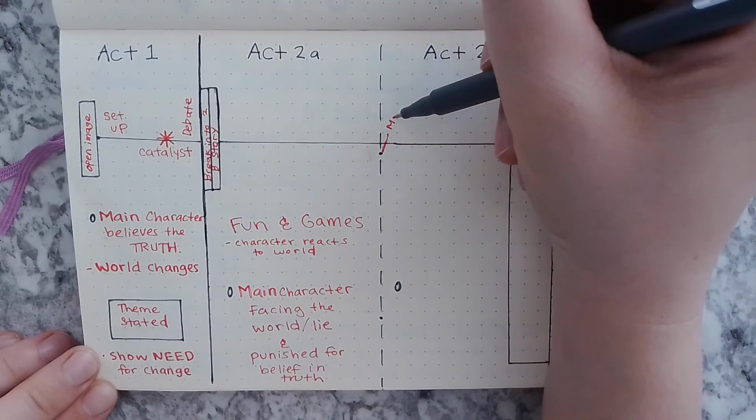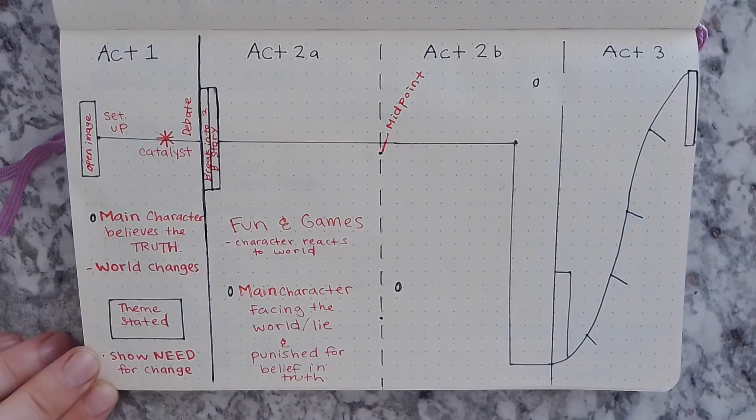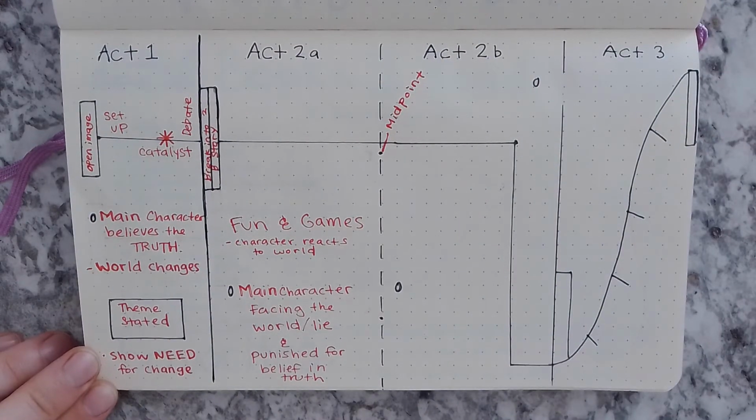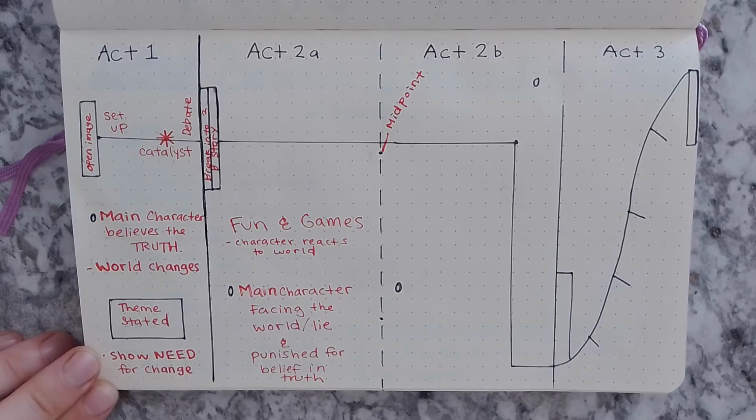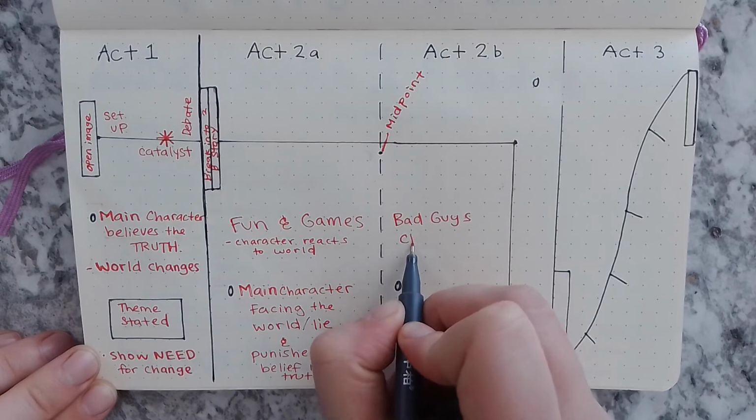The next beat, the midpoint, is literally the middle of the book. It raises the stakes and pivots your character, beginning to push them towards really changing the people or world around them. Then we come to the second half of Act 2.